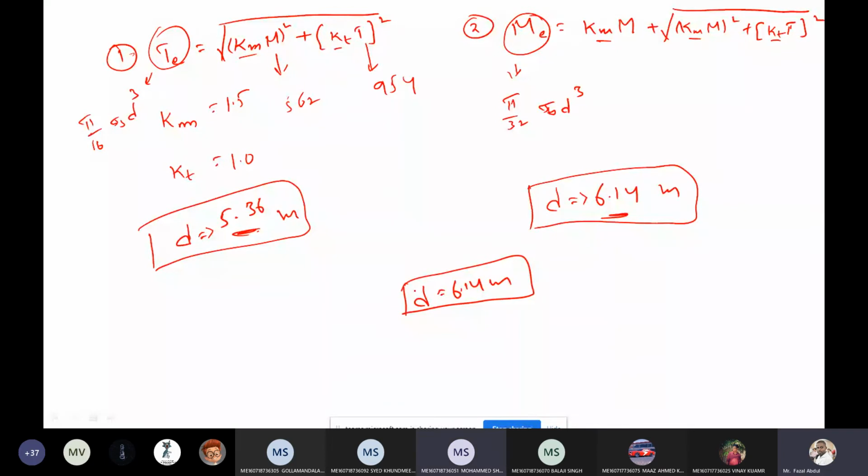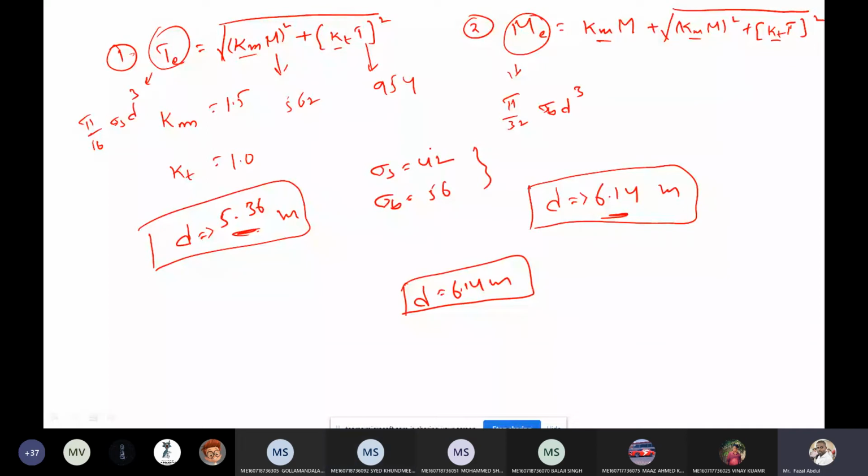Sir, is it compulsory to find both TE and ME? Why are we finding both TE and ME? Very good question, Babu. See here, the question gives the maximum permissible shear stress as 42 megapascals and the maximum bending stress as 56 megapascals. Two values are given in the question, so that's the reason I'm calculating TE and ME.